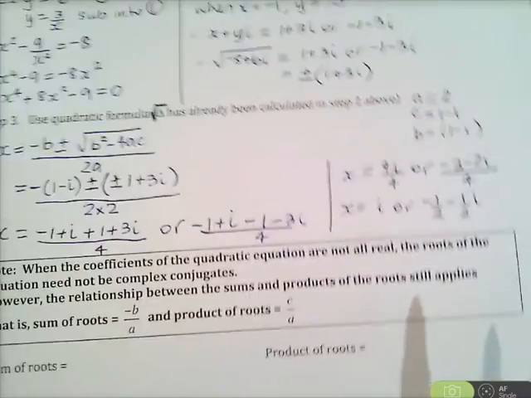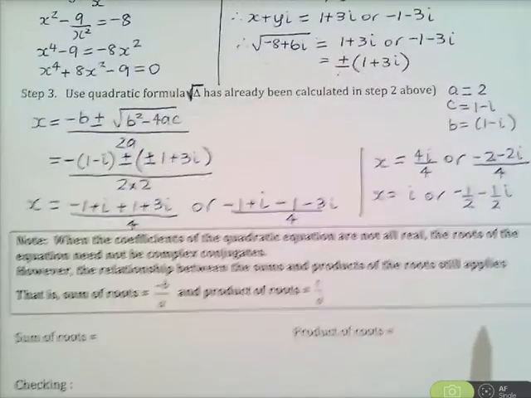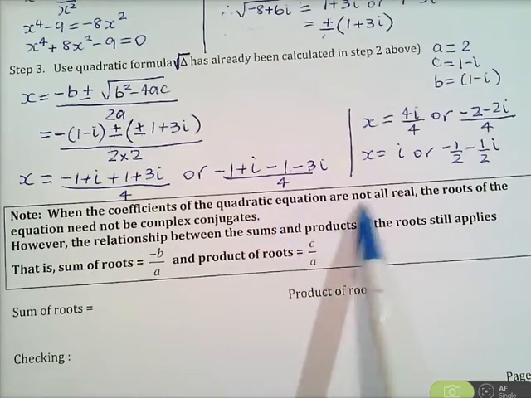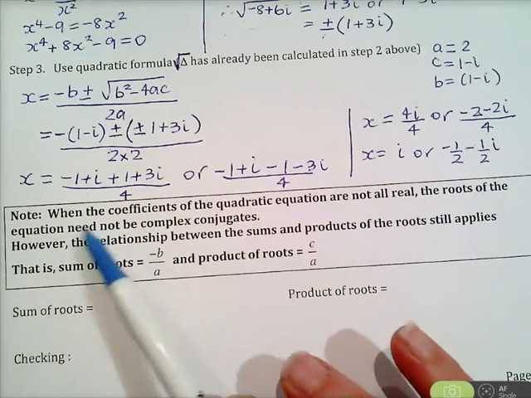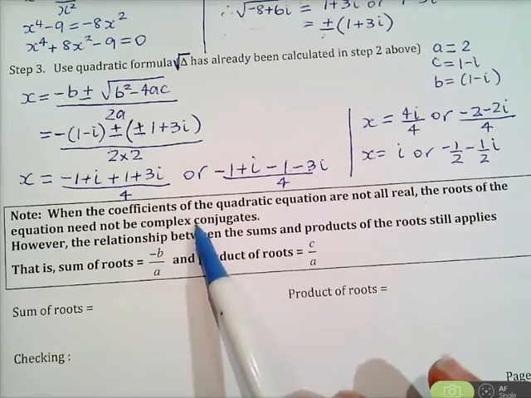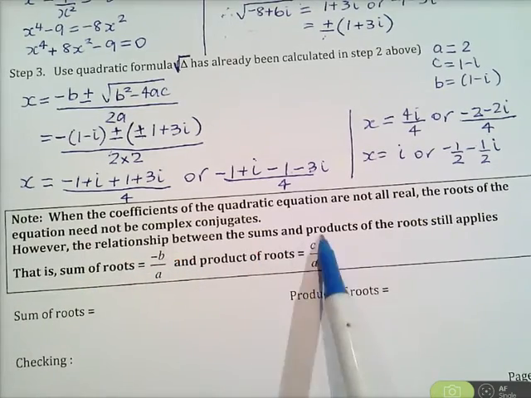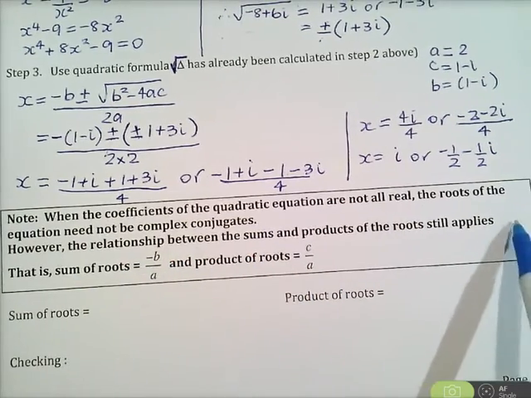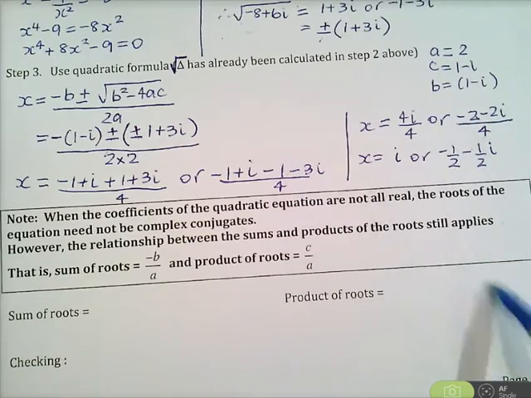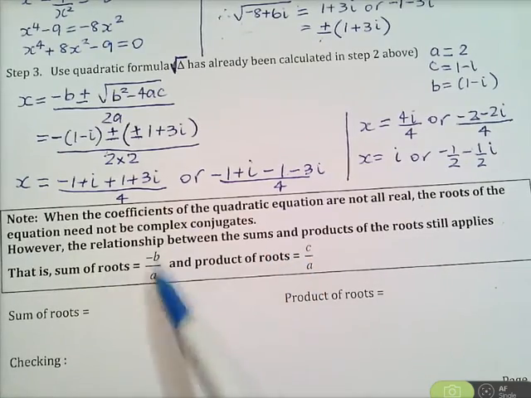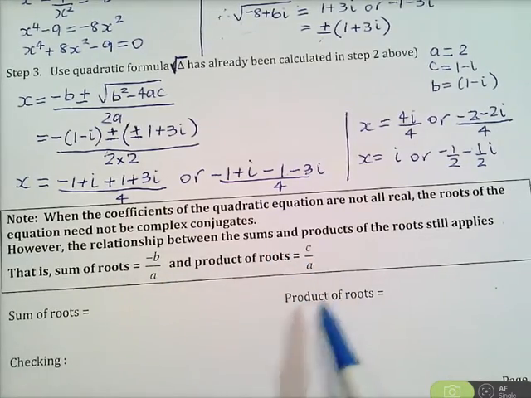Okay, so just down here, note that when the coefficients of a quadratic equation are not all real, the roots of the equation need not be complex conjugates. However, the relationship between sums and products of roots still applies. I mean, it is still a quadratic equation, even though the roots were complex. So in other words, the relationship between sum and product of roots is: sum of roots is minus b on a, product of roots is c on a.